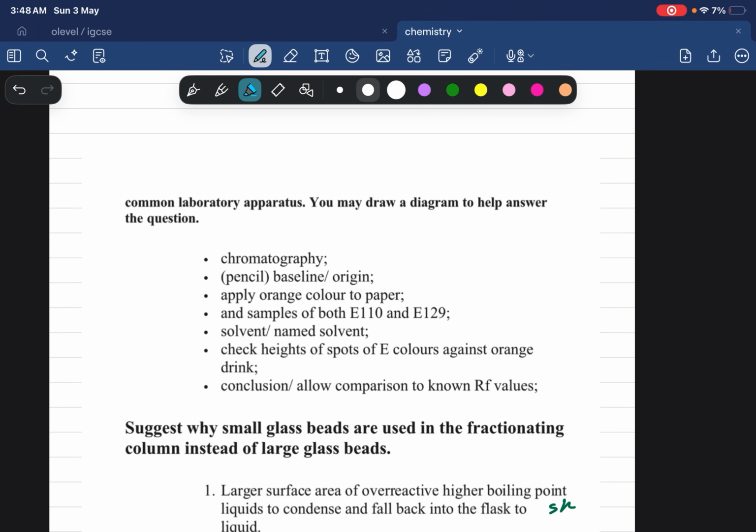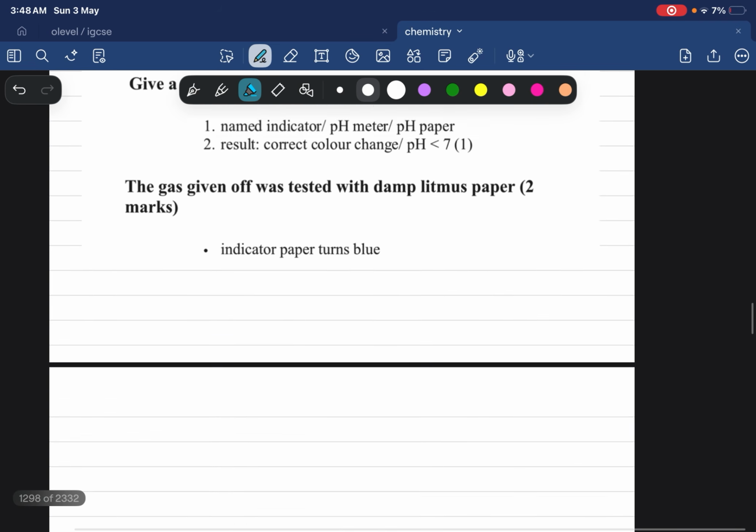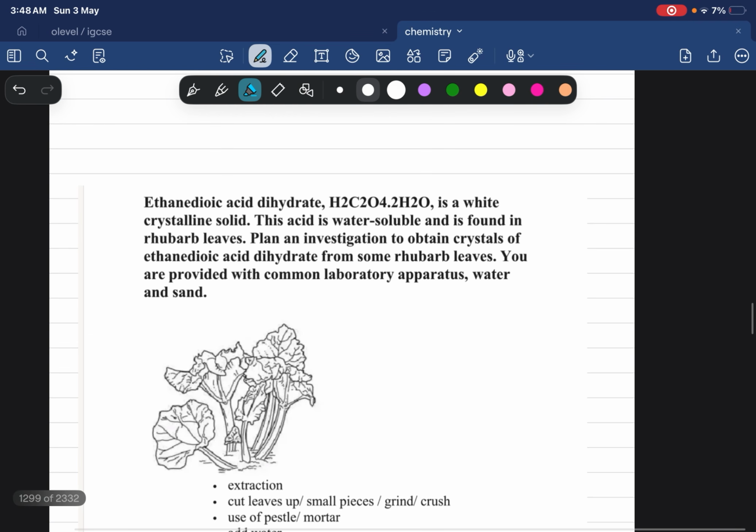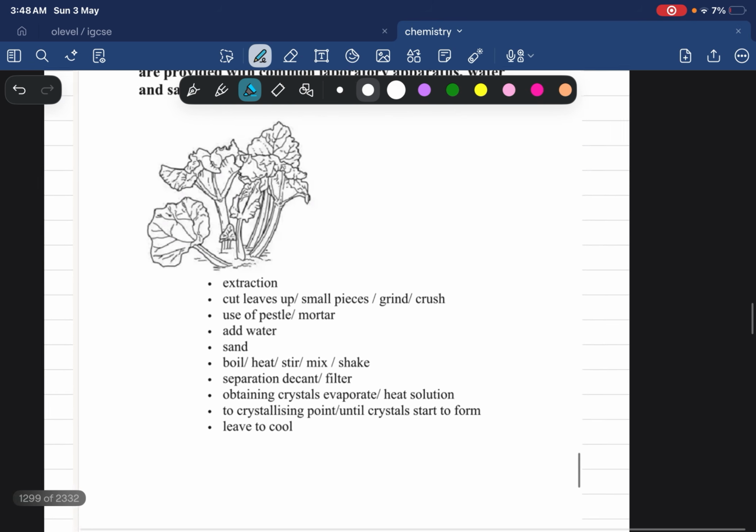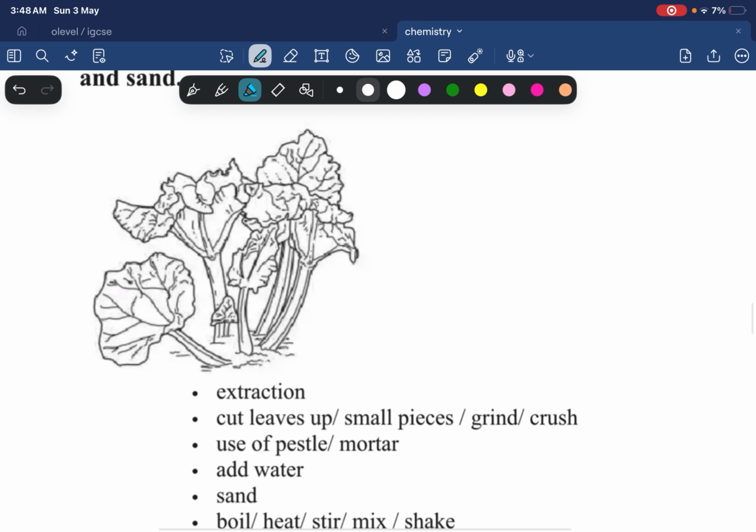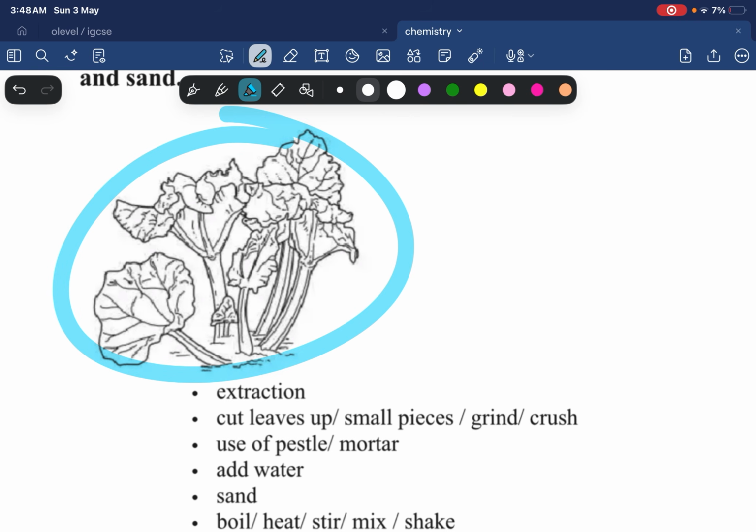Commonly, a diagram may help you. Okay, for chromatography, you should know the things. It's easy. Always remember one thing. If you're going to get an experiment in which you have leaves, or you have beetroot, or a fruit, or a vegetable, and you're doing chromatography to it, you need to crush it first. You need to extract it, you need to crush it using a pestle and a mortar.